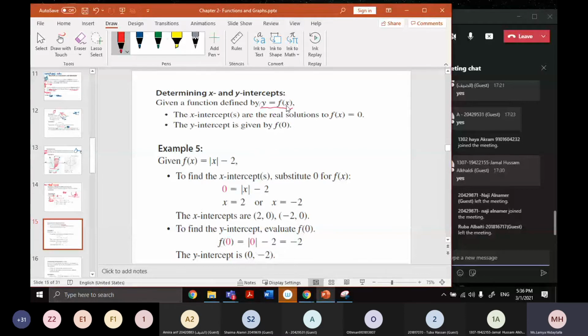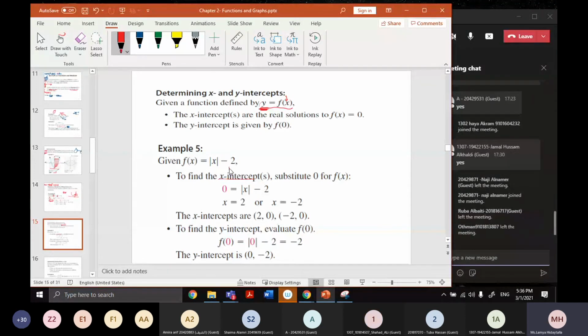Okay, so when we put the x value as 0, that means we'll get the y-intercept, and if we put y equal to 0, we will get the x-intercept. In particular, here there is an example. f of x equals the magnitude of x minus 2. Find the x-intercept. To find the x-intercept, we put y equal to 0.